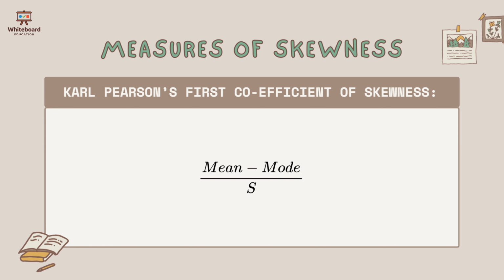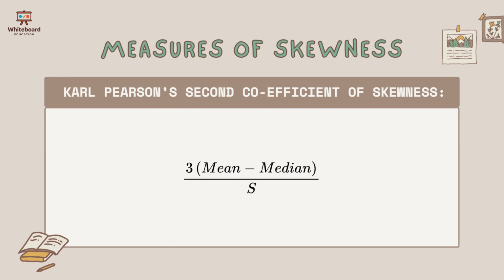The first one is Karl Pearson's first coefficient of skewness, which is mean minus the mode over S, and yes, S here is the value of standard deviation. Karl Pearson's second coefficient of skewness is 3 multiplied by mean minus median over S. These coefficients are just pure numbers.